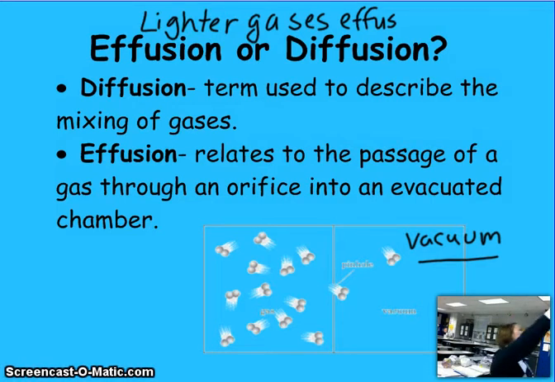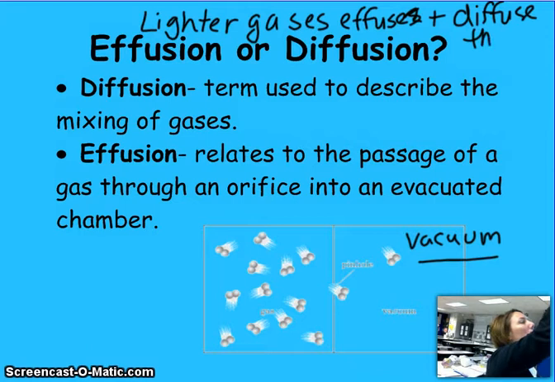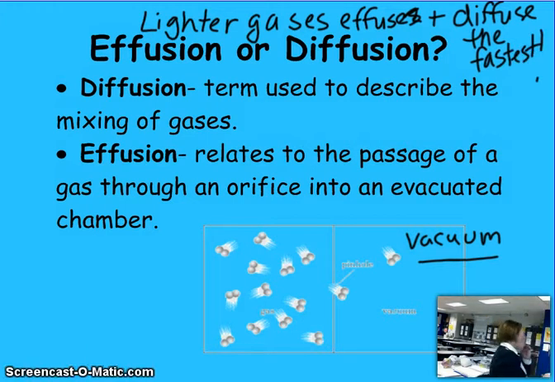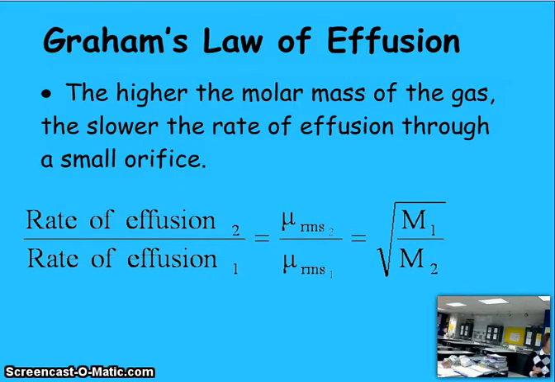Lighter gases effuse and diffuse the fastest. We can get the rates of effusion and diffusion, or the relative rates, by this idea of Graham's law, which is basically what I just said here, where it looks kind of confusing, so let me just lay it out for you. If you have two gases, I always put the lighter gas on top. So rate of lighter gas, because they move faster.